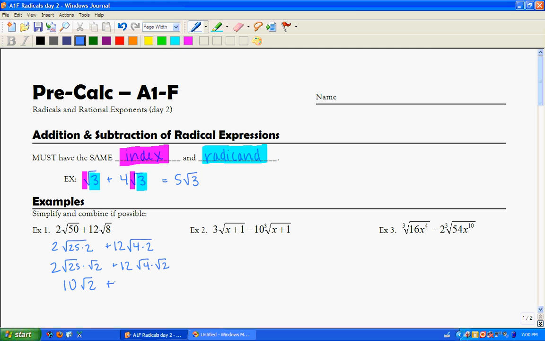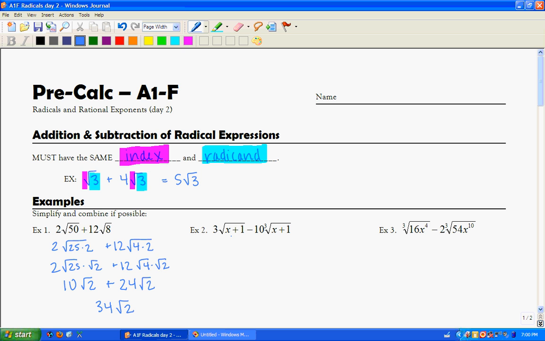And we know the square root of 4 is 2, and 12 times 2 is 24. And again, we still have that square root of 2. So now, since the index and radicand are the same, we are able to add them, giving us 34 square root of 2. The same thing works if you have variables underneath there.